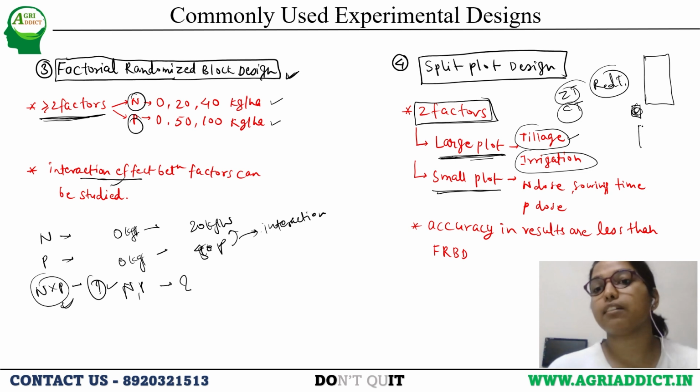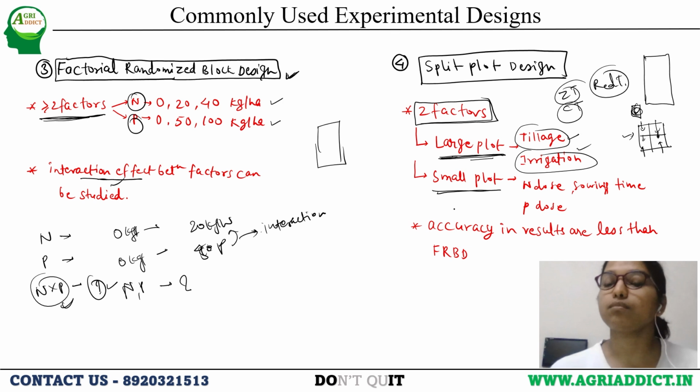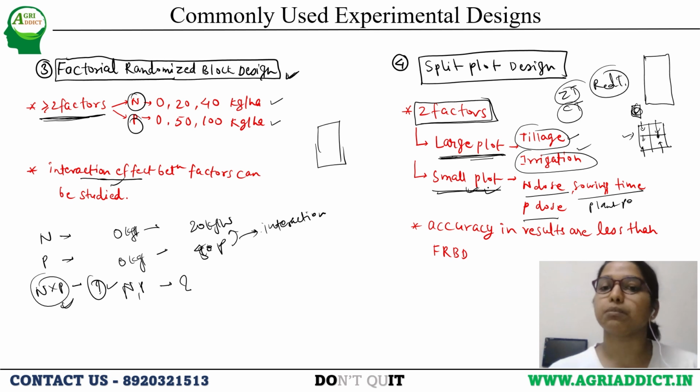Because in irrigation, say we are making 4 plots of small sizes, and here we are giving furrow irrigation, here wild flooding, here drip irrigation, here sprinkler irrigation. So with this furrow irrigation and this wild flooding, the water will seep from one field to another. Then the experiment will not be accurate. So that's why for irrigation also we need a large plot. And a small plot, generally we use for nitrogen dose, phosphorus dose, sowing time, plant population also. When the factors are like nitrogen dose, sowing time, we use a small plot. And when we have to do tillage, irrigation, for that we need a large plot.